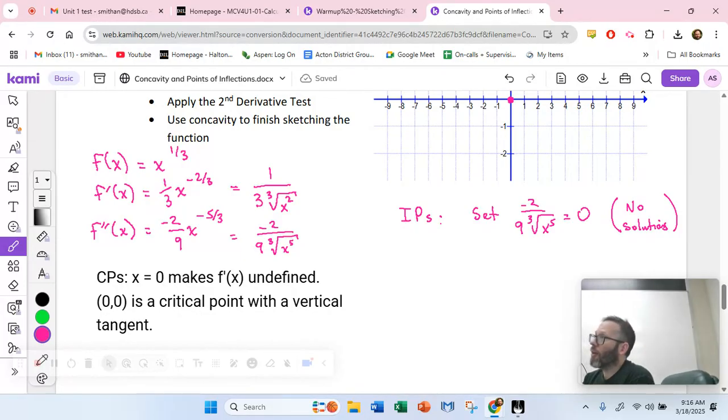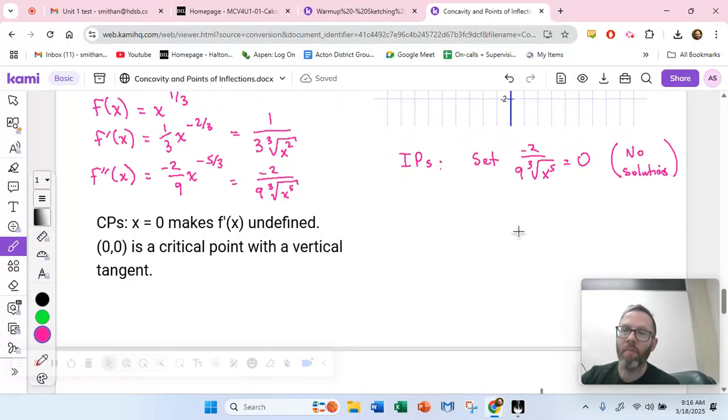But I'll tell you, there is actually an inflection point in this graph. An inflection point doesn't have to be where the second derivative is 0. Let's do a little mini numerical investigation here. Just like the last one, can you take the second derivative to the left of x equals 0? And can you take the second derivative to the right of x equals 0?